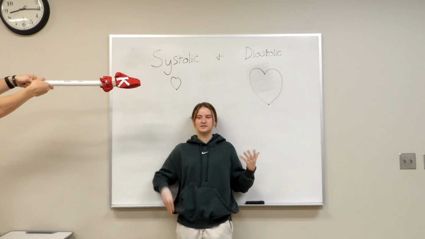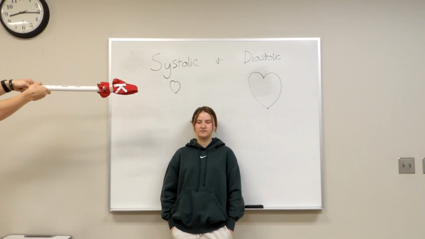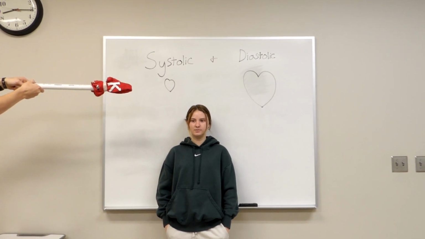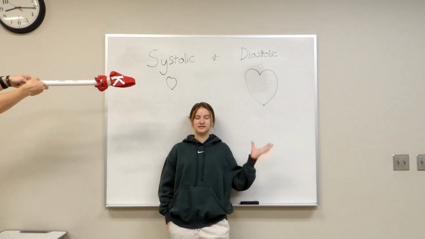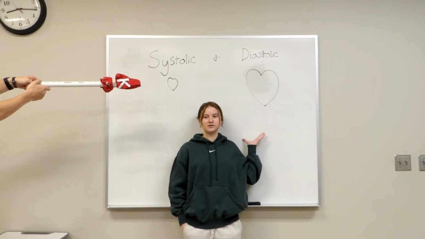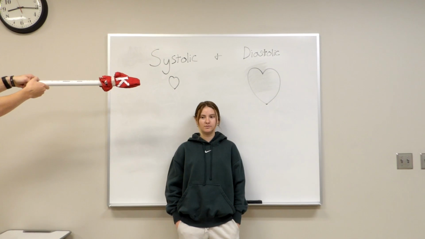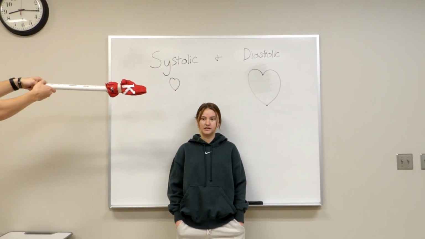Today we'll be talking about systolic and diastolic and your blood pressure. Systolic is the first number. Systolic pressure is the force of the blood flow when blood is pumped out of the heart. The second number is diastolic pressure, which is measured between heartbeats, when the heart is filling with blood. Your blood pressure changes throughout the day based on your activities.